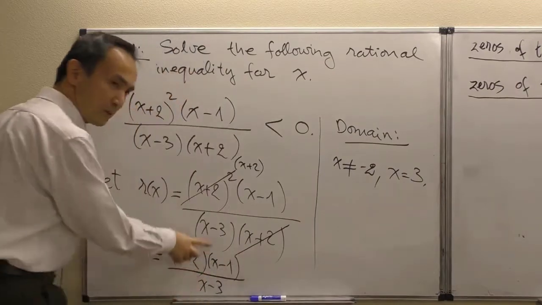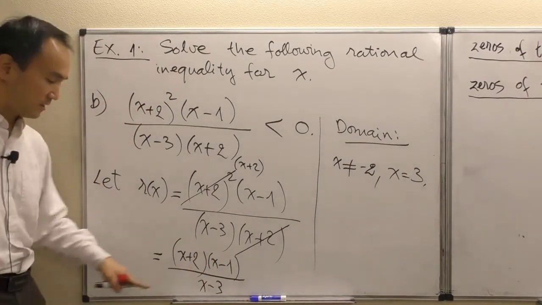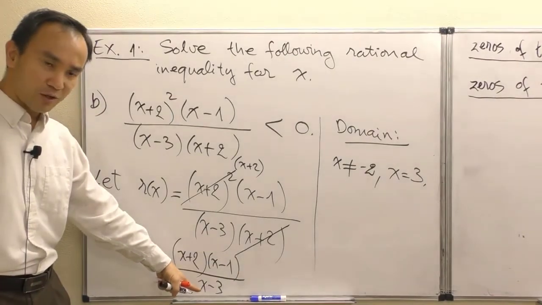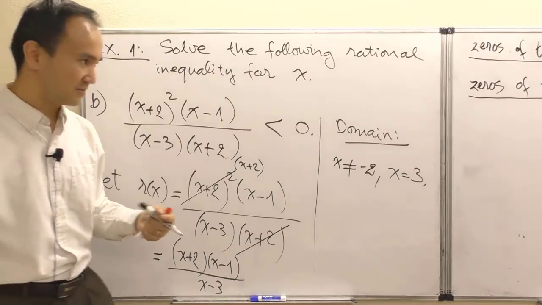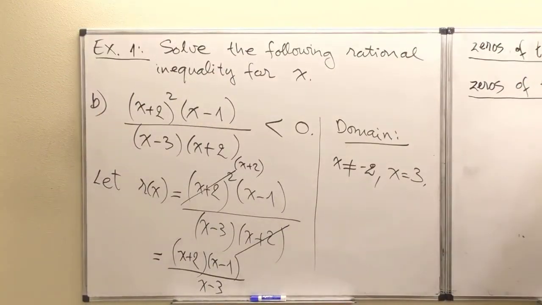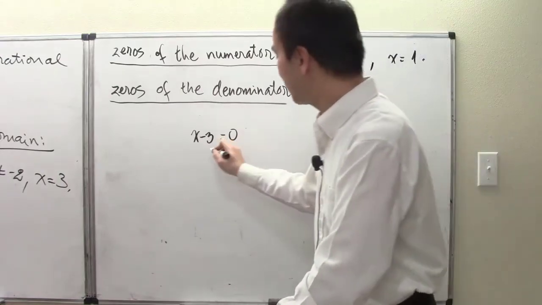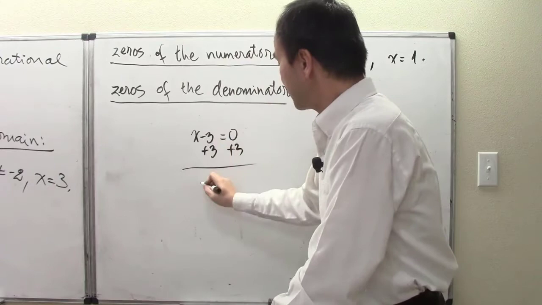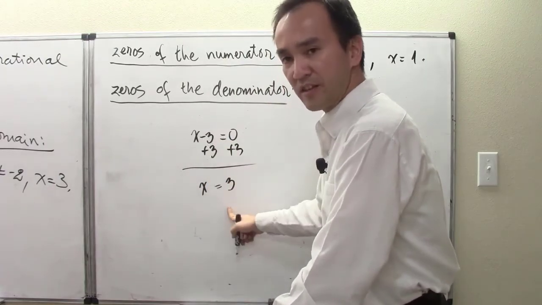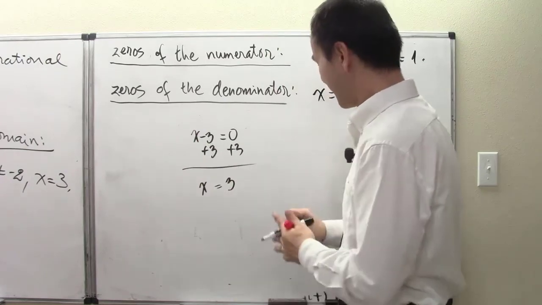Back to the simplified rational expression, that's the only linear factor in the denominator. In order to find the zero for that, x minus 3 equals 0. Solving for this, adding 3 to both sides gets me there. I'm going to have x equals 3. So this is a zero of the denominator. I'm listing it here. All right.